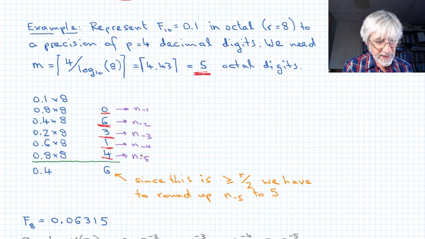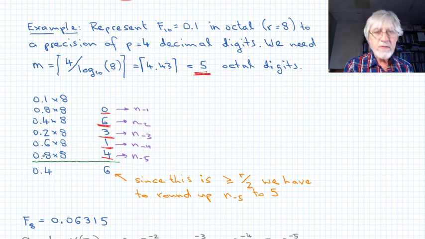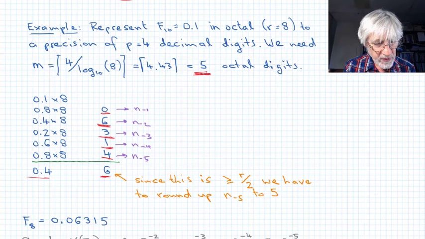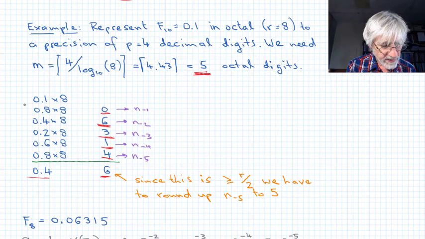We need only 5 octal digits, but we do one more to see if we need to do rounding. So we have 8 times 0.8, so that gives us 6.4. So that gives us the 6 over here and the 0.4 for the fractional part. And in this, first of all, we see that this is again going to be periodic. We started out here with having a 0.8.